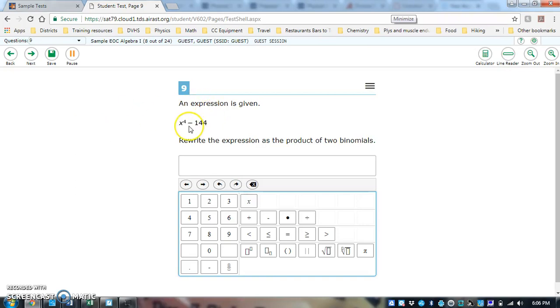All right, so problem 9, we see x to the fourth minus 144. We're supposed to rewrite the expression as a product of two binomials. We haven't done x to the fourth yet, but when I look at it, I notice that this looks awfully familiar. x to the fourth is a perfect square of x squared. 144 is a perfect square. We're subtracting two perfect squares, which makes this a difference of perfect squares.